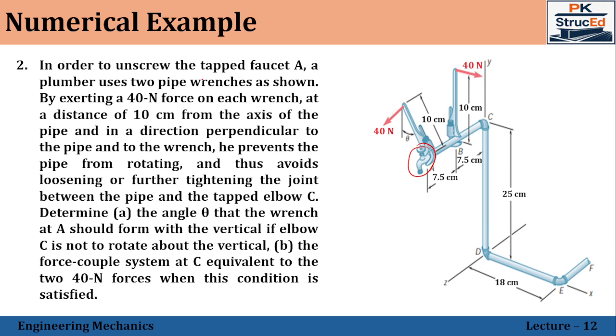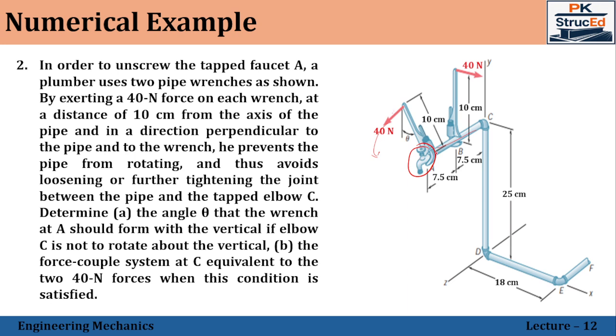By exerting a 40 Newton force on each wrench at a distance of 10 centimeter from the axis of the pipe and in a direction perpendicular to the pipe and to the wrench, he prevents the pipe from rotating. Understand, right? If you are applying the force, this tapped faucet has to be unscrewed. Here one wrench has been placed in which the force will be applied in the anti-clockwise direction. If you are applying the anti-clockwise direction, this pipe tends to rotate along with the faucet.